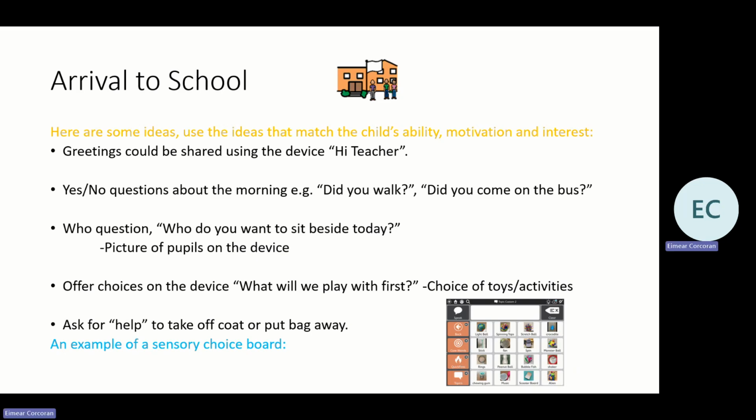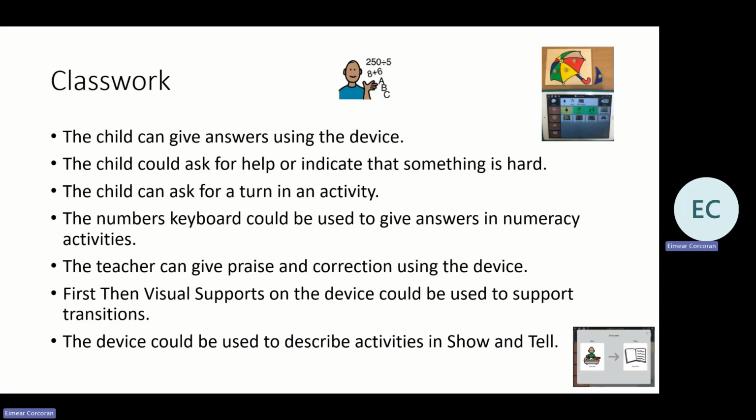We're now going to go through some practical activities or ideas that you can use the AAC for. So arriving to school, the first time you'll see a child in the day, you could use AAC for greetings. The child could say, hi, teacher. You could use it for yes or no questions. So did you walk? Yes or no. Did you come on the bus? Yes or no. The child could use it for choice making. So choosing who they want to sit beside, asking for help if they need help getting off their coat. These small natural opportunities really build up the communication.